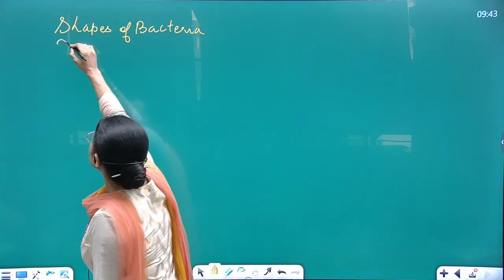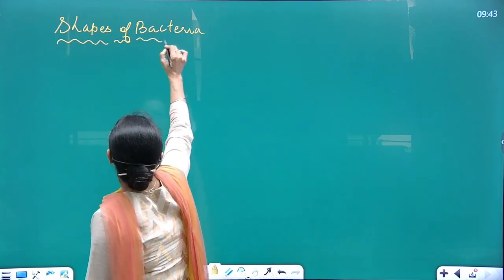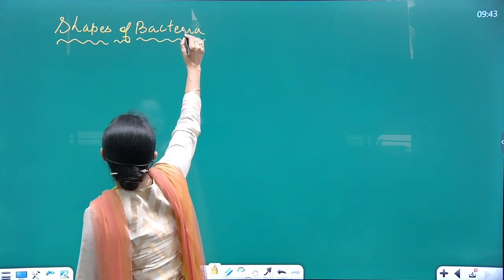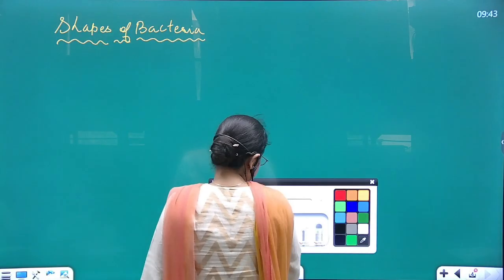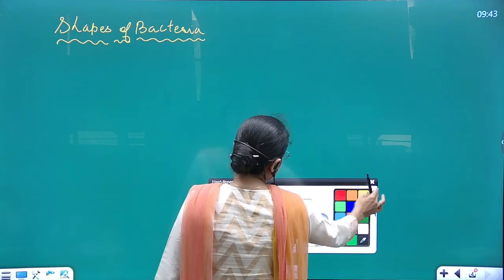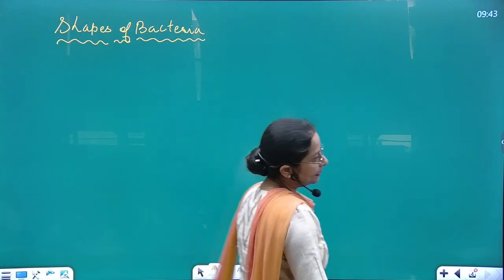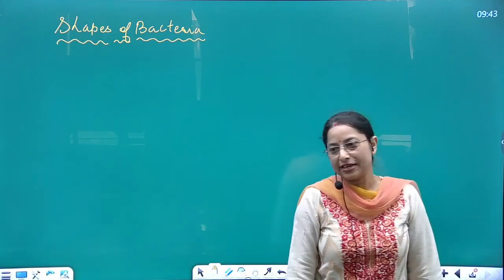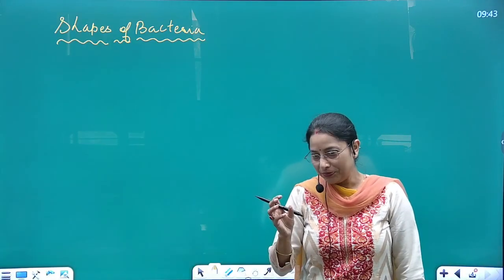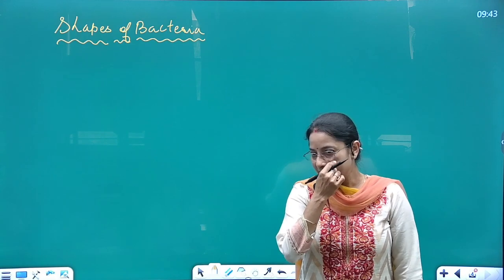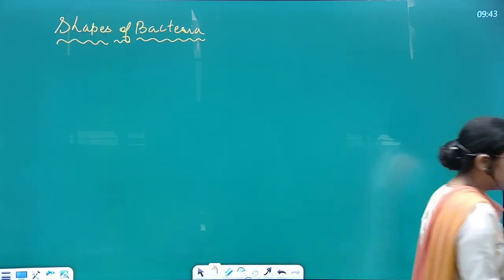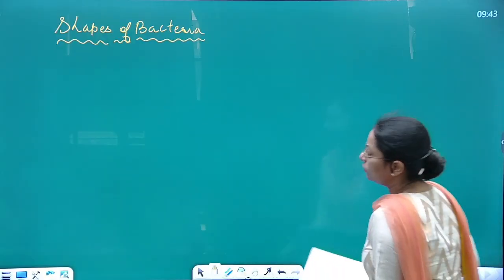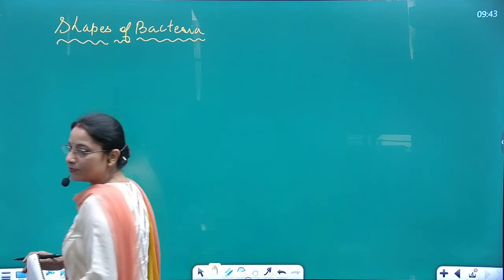So talking about shapes of bacteria, you have already studied before. How many shapes? 4. What are the 4 shapes? What is the most common shape? Something that's round, right? Next, bacillus, right? Comma shaped and spiral shaped. And the most common form is the rod shaped or the bacillus form.